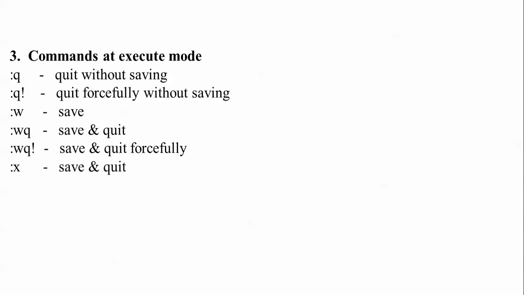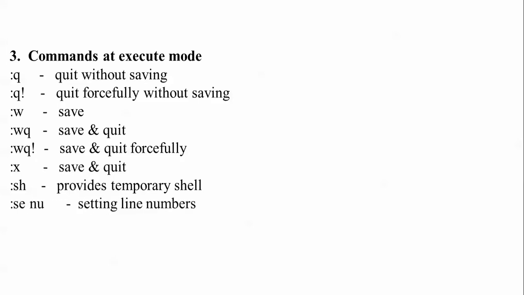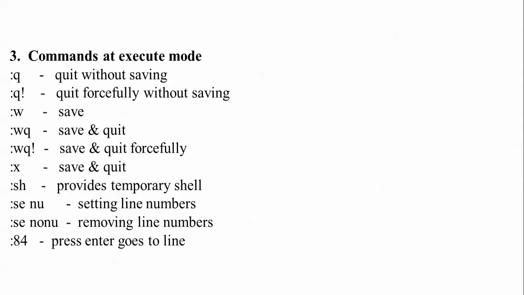:x will save and quit only, and :sh provides a temporary shell. :set nu sets line numbers, numbering the lines serially, and :set nonu removes the line numbers from the text. The last one is :24, which goes to that line. If you want to go to line 24, it goes there directly.